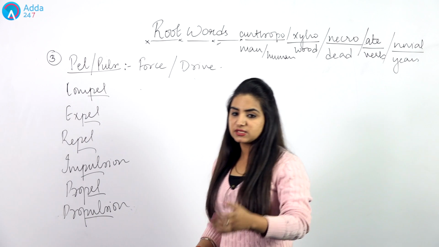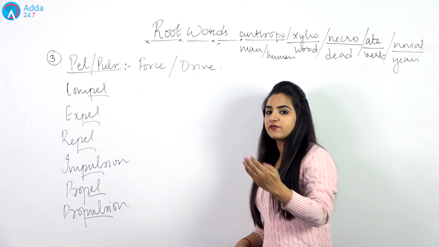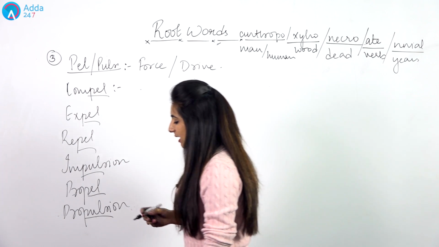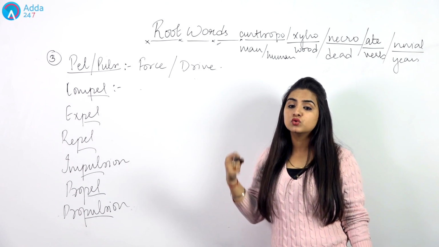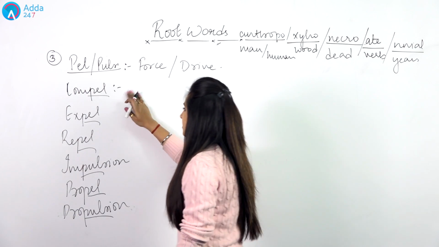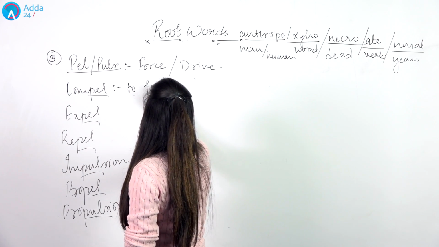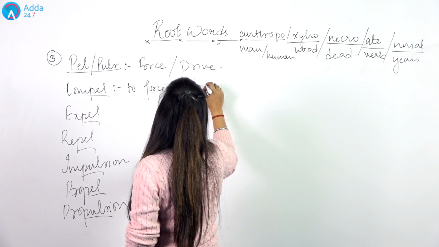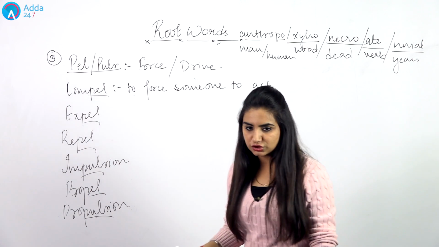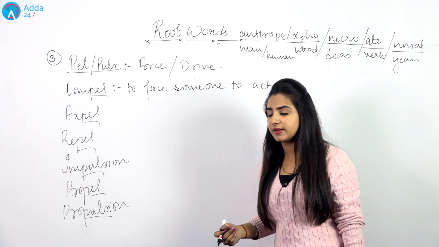The only thing is the words used with it will define the meaning of it. For example, if we have the word compel. Compel means if you're forcing somebody to do something. If you are forcing somebody to do something, this is what we mean by compel, to force someone to act. Act, to come in action, to do something for you. This is what we mean by compel.